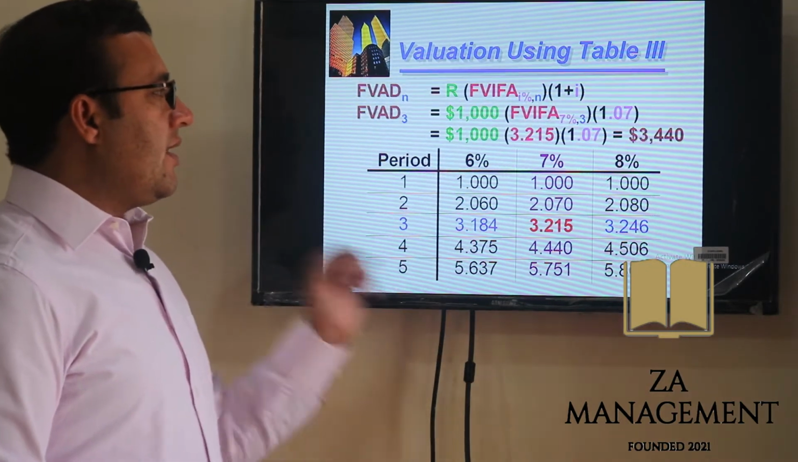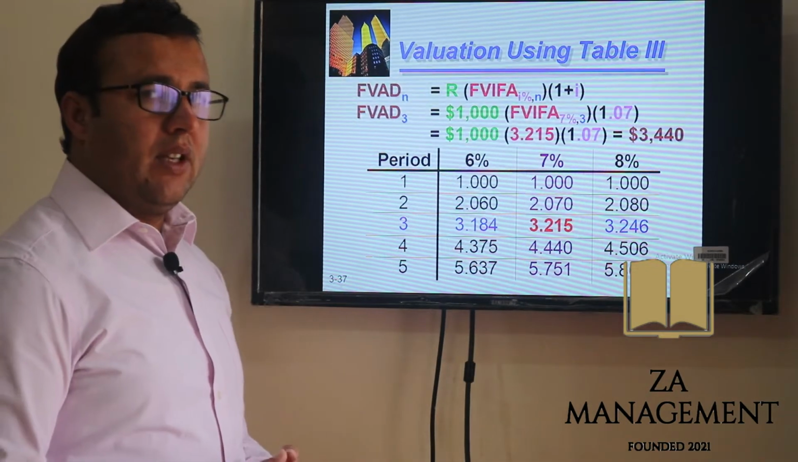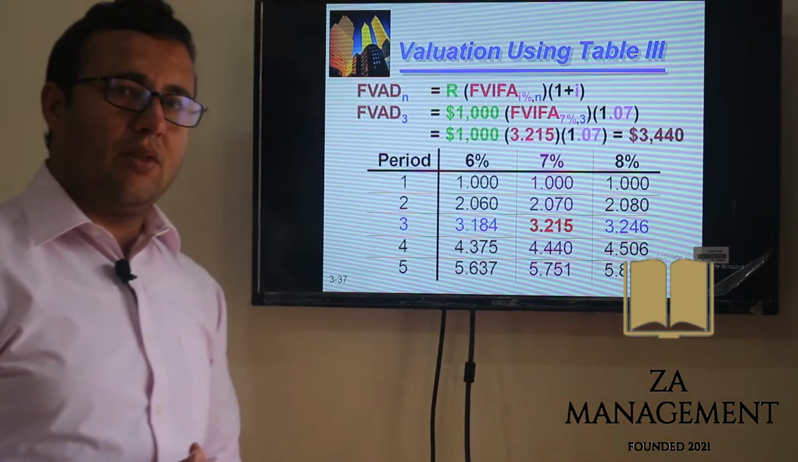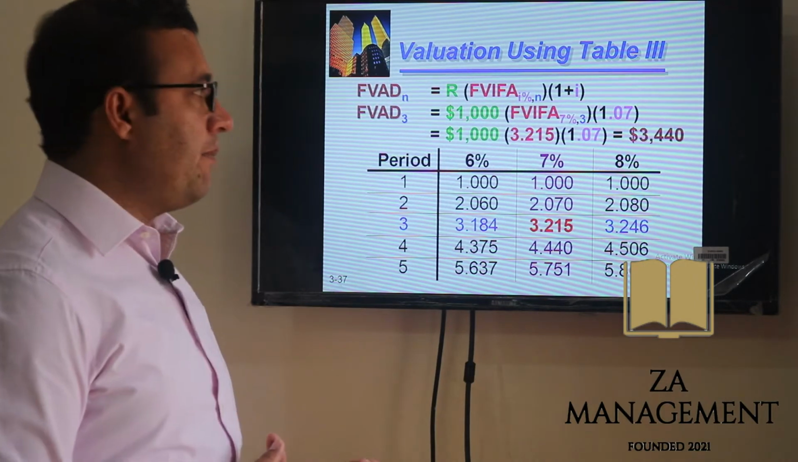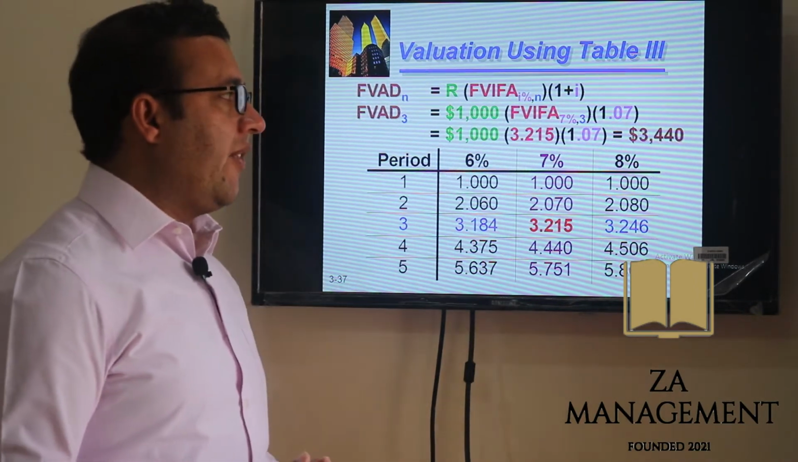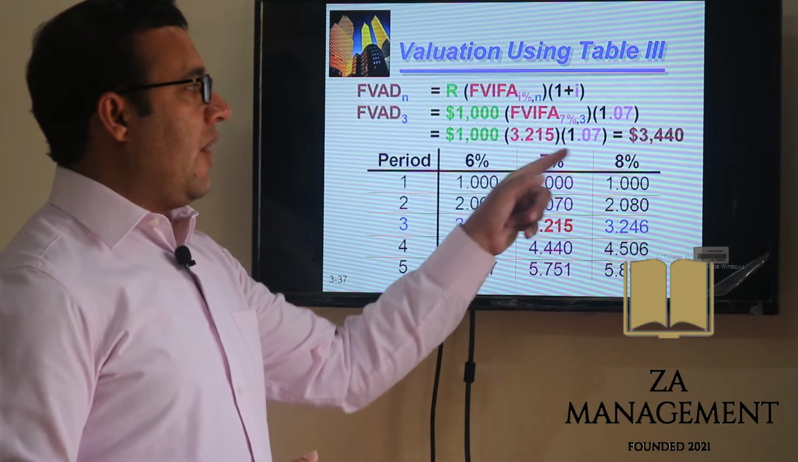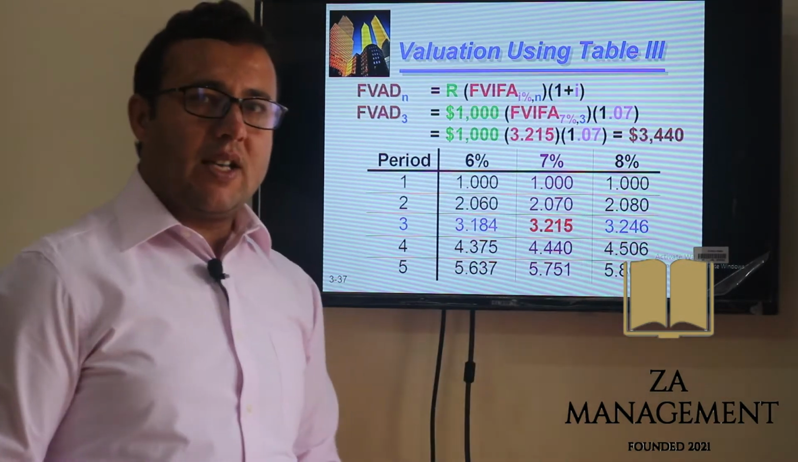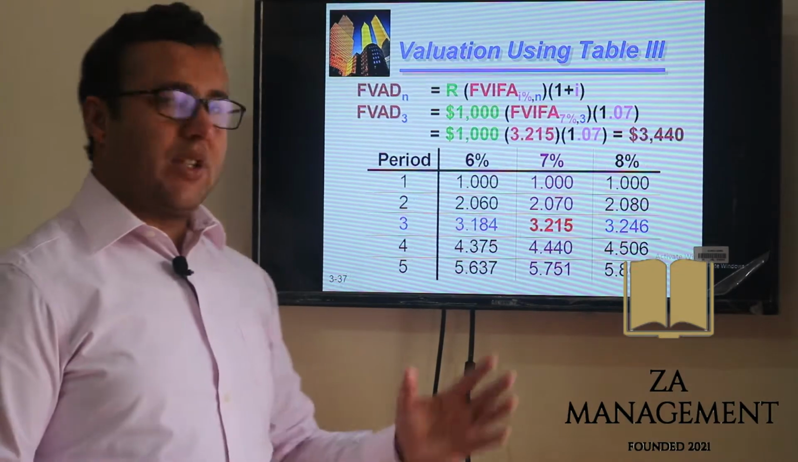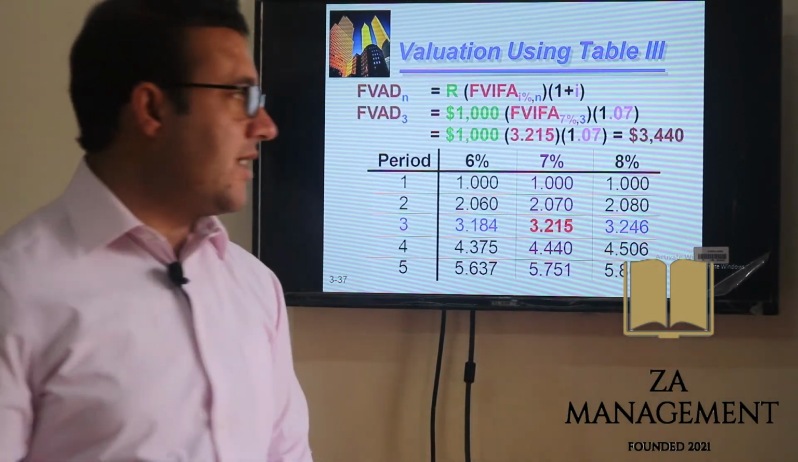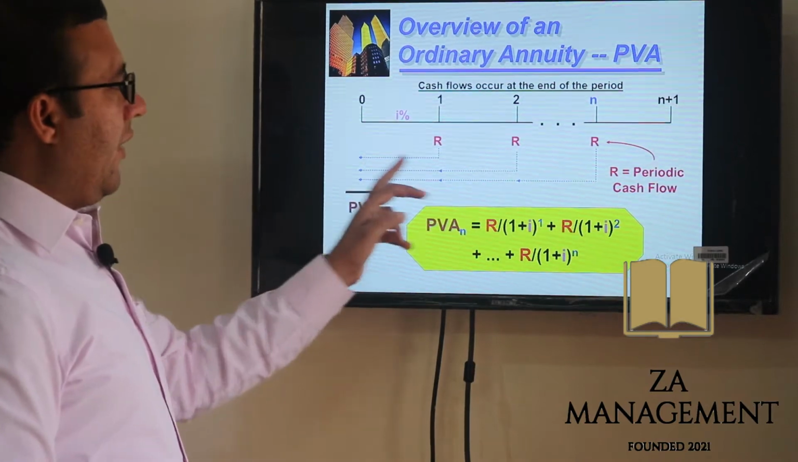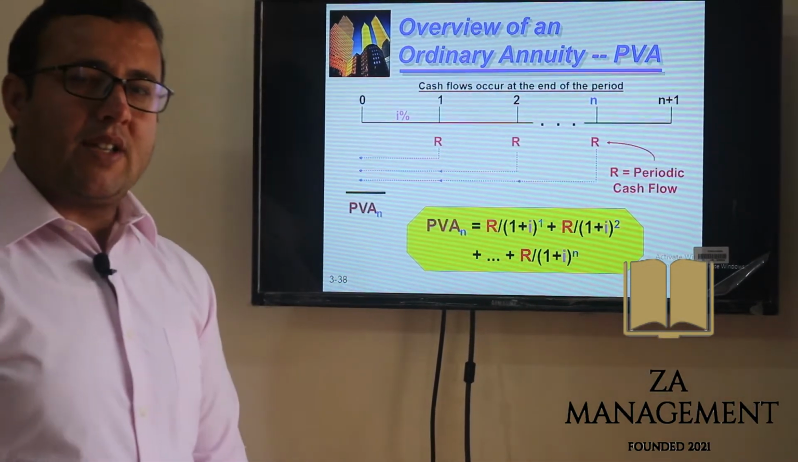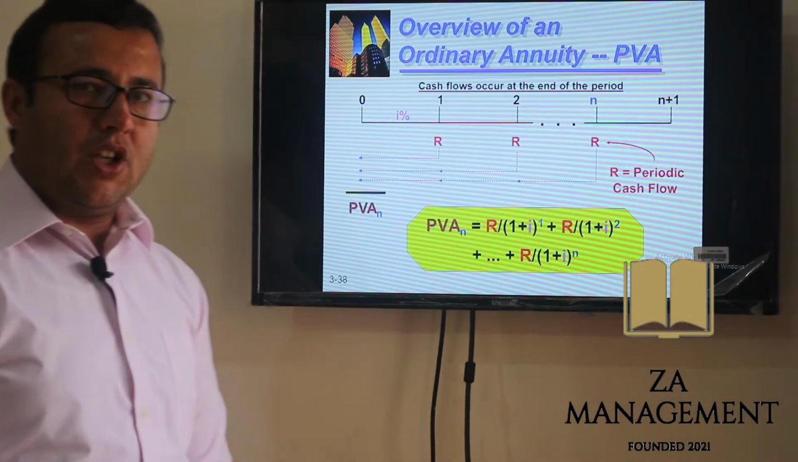So here in this example, R was having a value of 1000 US dollars while the factor was to be calculated for 7% in 3 periods, which was 3.215. We will multiply this with 1.07. So it will give us the future value of annuity due, 3440, which is exactly the same as the previous slide. Here we have an ordinary annuity for n periods having R installment in each case.